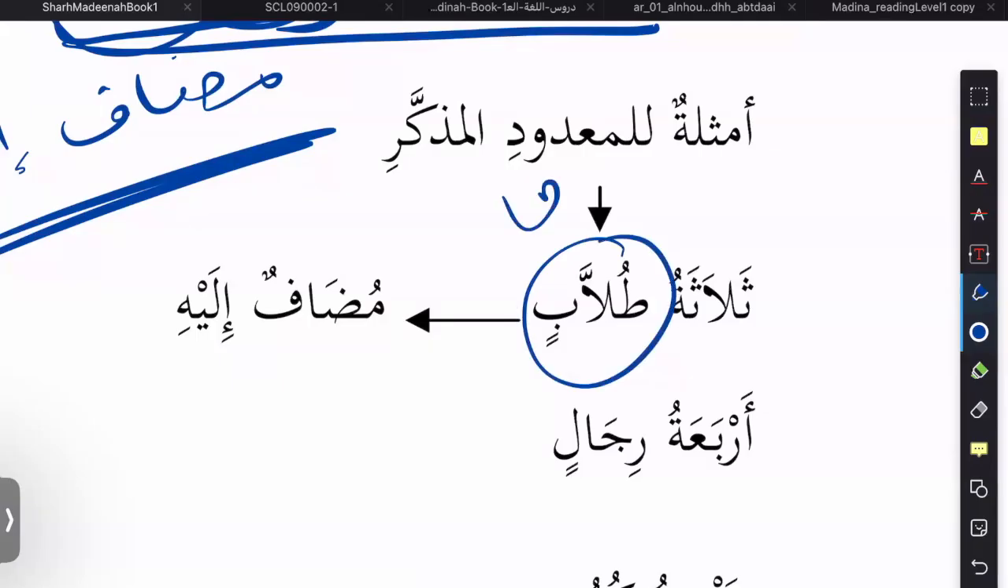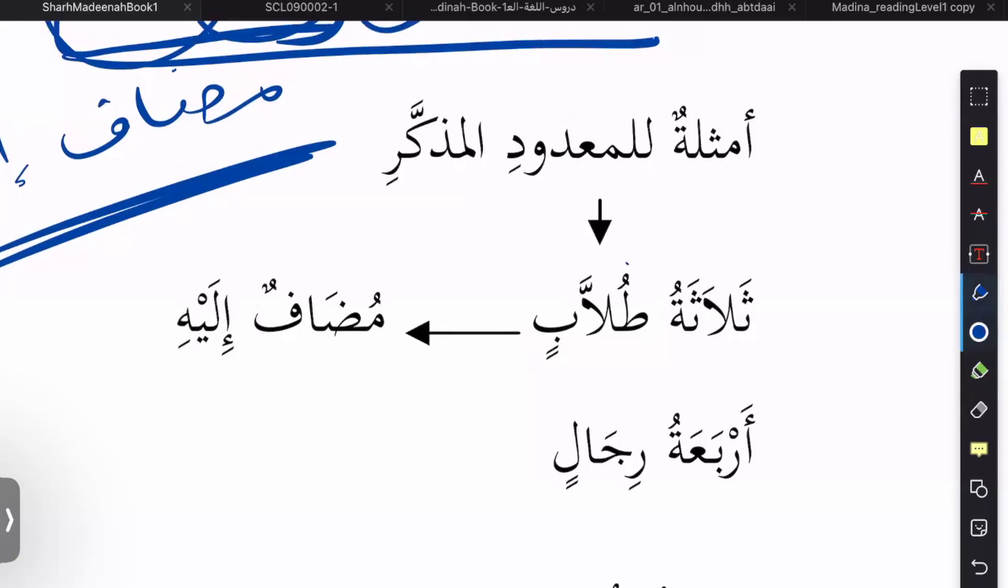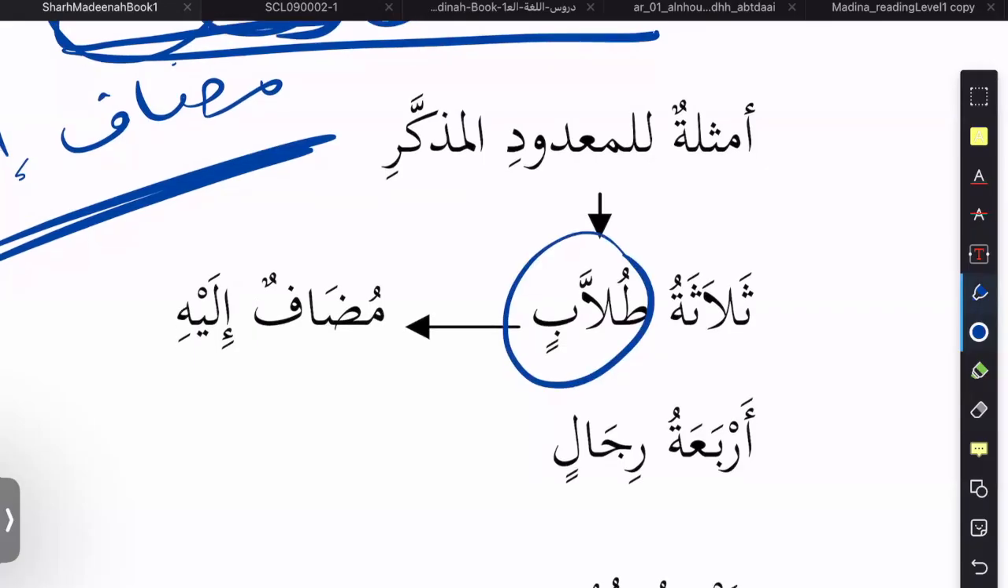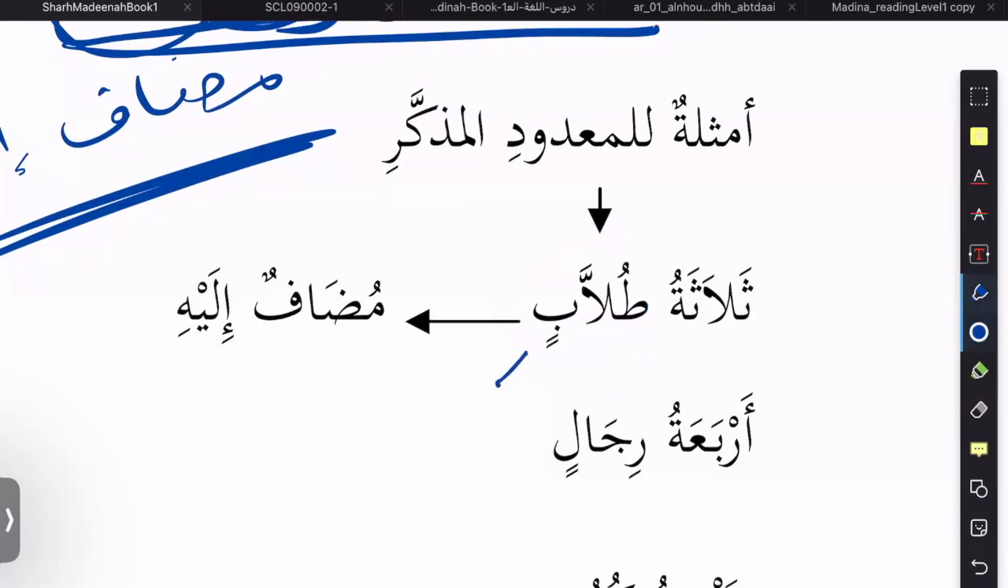Tullab is what? Talib. The singular is talib. Talib is a male student. So when you want to say 3 male students, you have to use thalatha with the ta marbuta. And that number has to be mudaf ilayhi. So you make it into an idafa phrase. You say thalathatu tullabin.